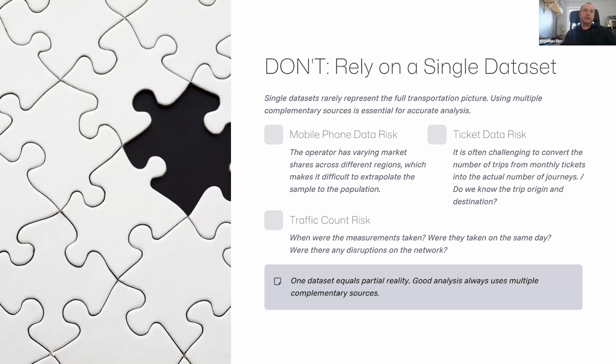In ticket data, we often have a problem converting the number of trips from monthly tickets into the actual number of journeys. And in our Pomeranian region in Poland, we don't usually have information about from where to where. We know how many passengers we have, but maybe we don't have information from the ticketing system about where the trips begin and where the destination is.